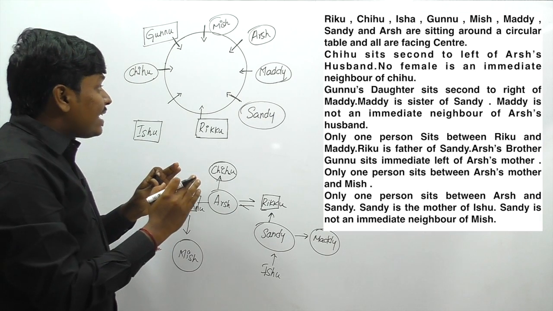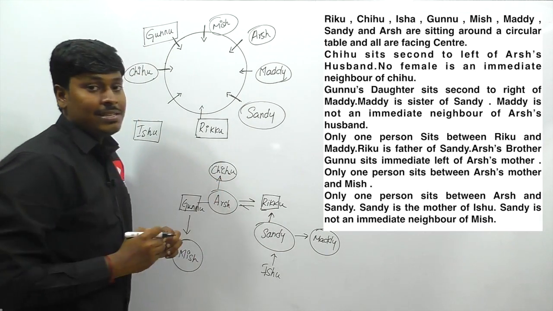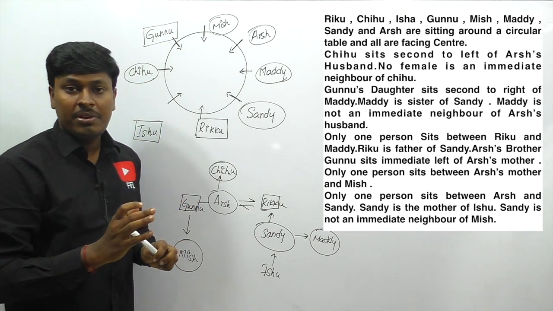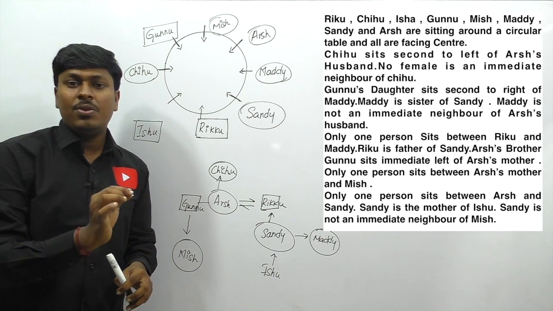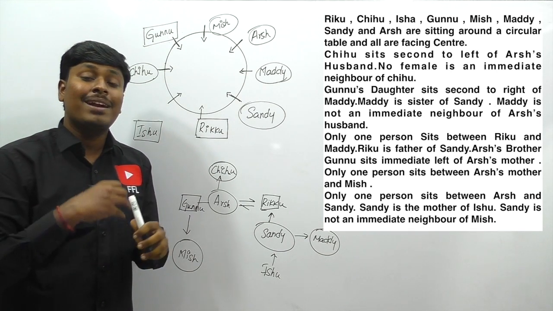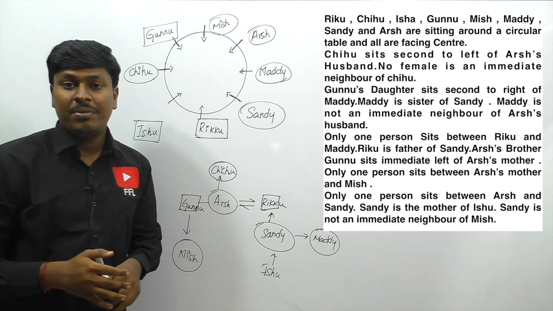Friends, this arrangement is somewhat difficult, but when you solve the blood relation first and then go for the circular arrangement, these types of arrangement will be so simple in your bank exams, right? So friends, if you are going for IBPS PO Mains, definitely you can see one blood relation arrangement question. So don't miss the opportunity. Try to practice lots of questions on this blood relation arrangement so that you can easily crack the question in your exams.